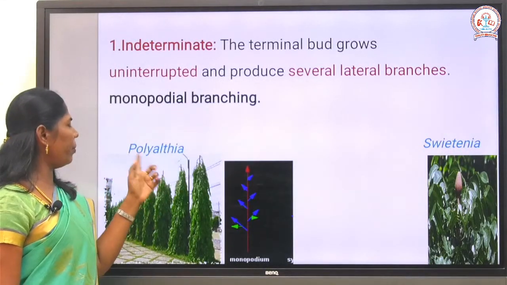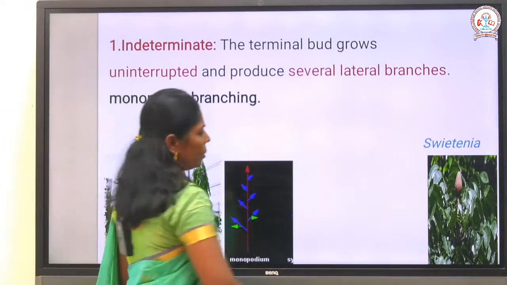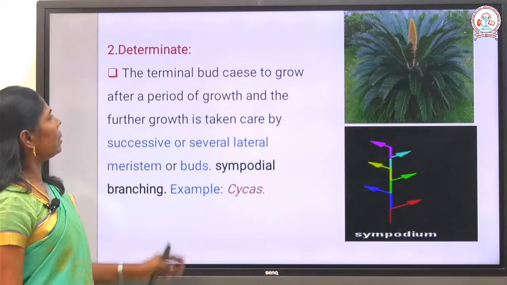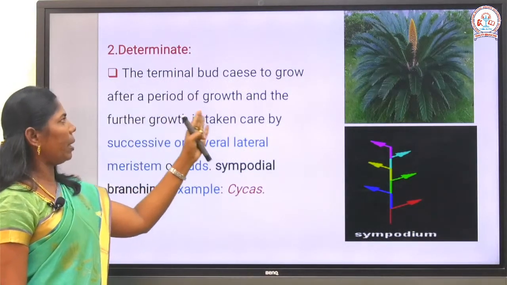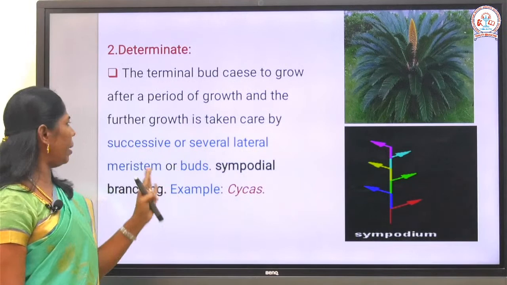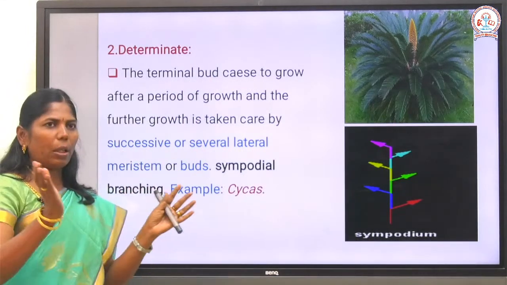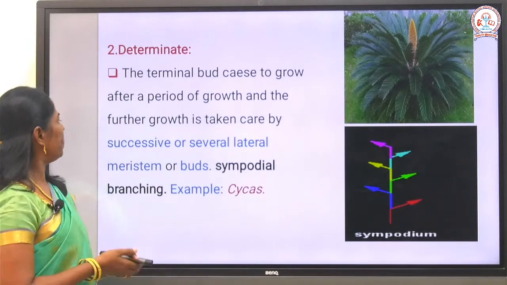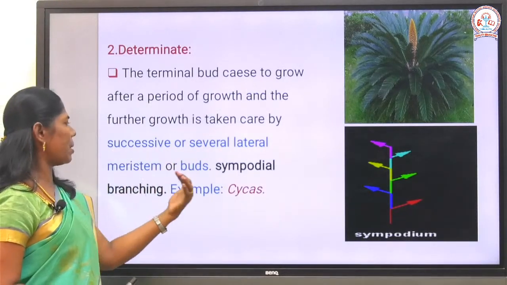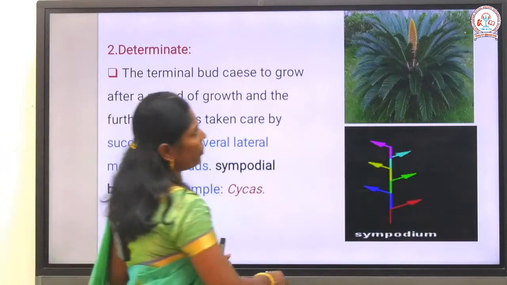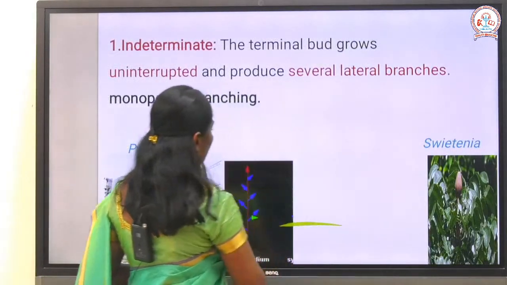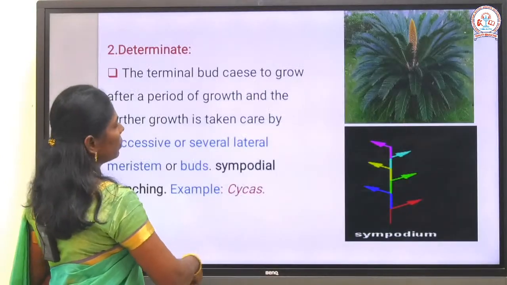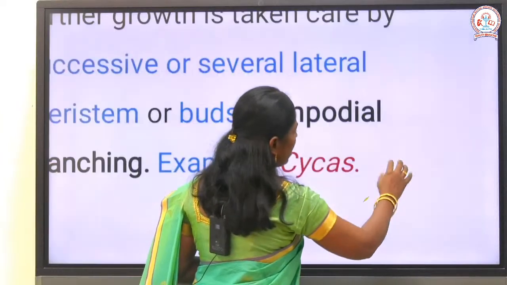Okay. So an example is Polyalthia. Determinate means the terminal bud ceases to grow after a period of growth and the further growth is taken care of by the successive several lateral buds. So the growth of the lateral branches is carried on further. Okay. So that is the successive or several lateral meristems or buds. This is sympodial branching. So this is a picture of sympodial branching.